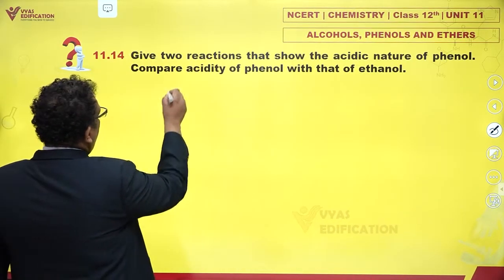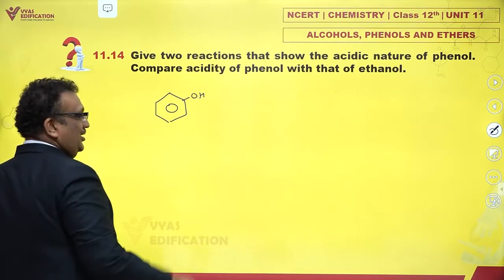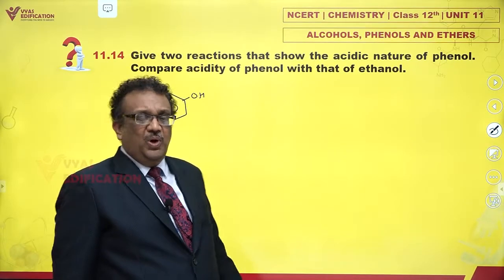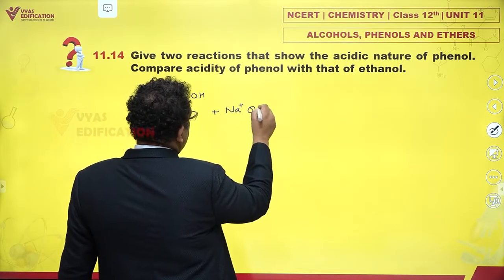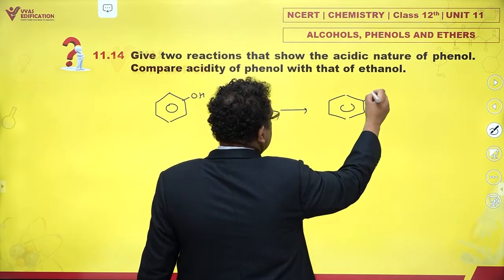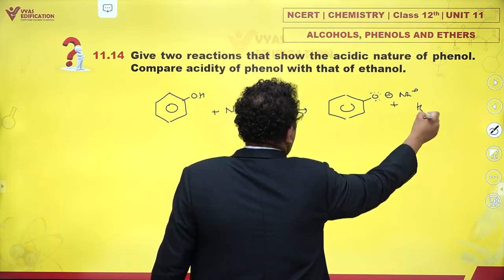First is very simple. You know, phenol is not very soluble in water, only partially. If you take aqueous NaOH, it is highly soluble. Why? Because phenol reacts nearly entirely with NaOH to give you a salt. What? Yes. Sodium phenoxide and water.